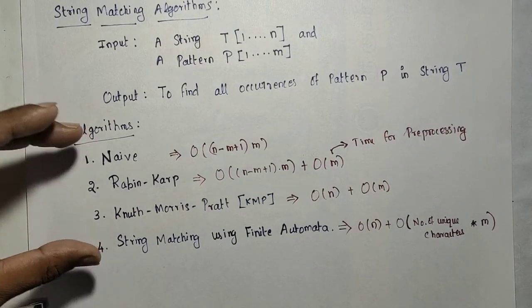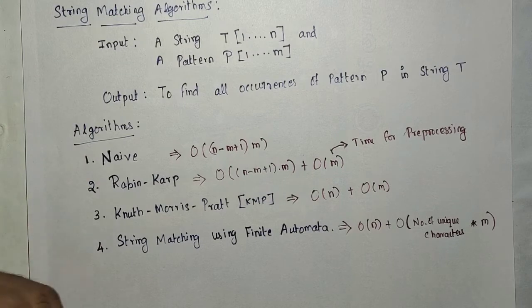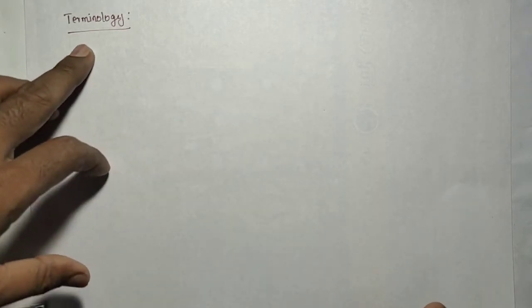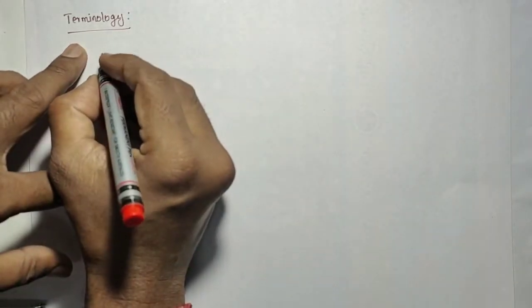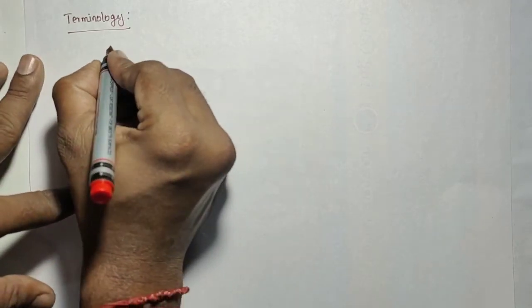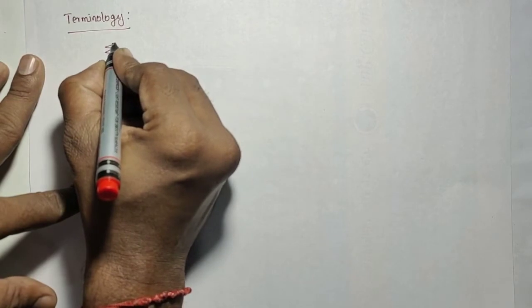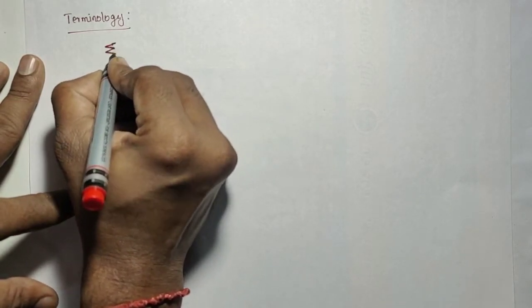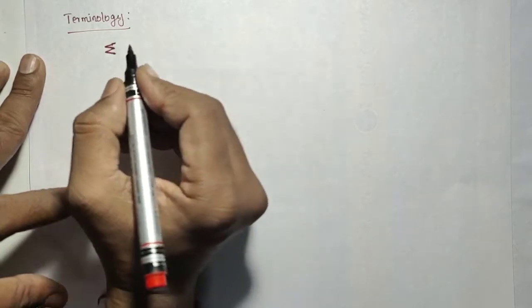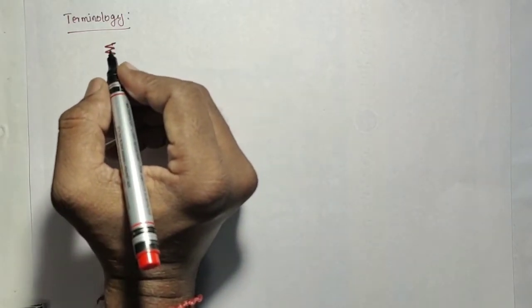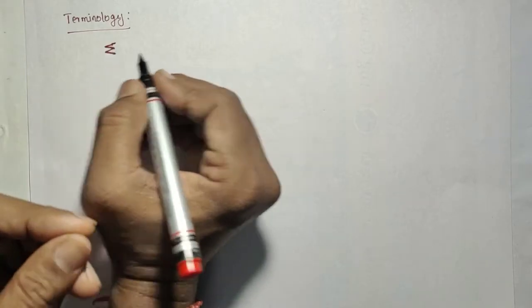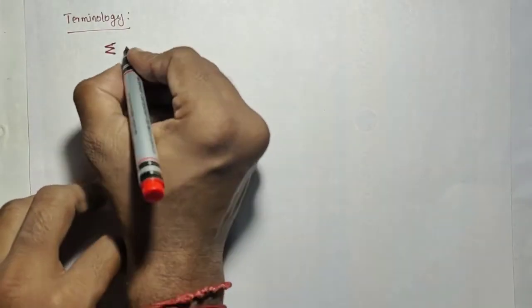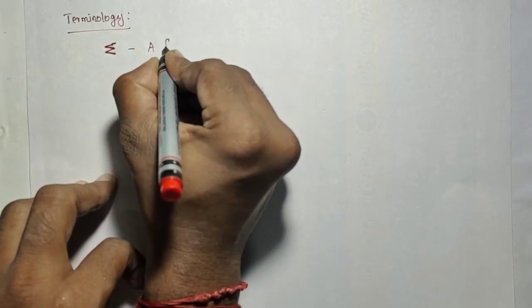Now we are going to discuss the algorithms one by one. Before we start discussing the algorithms, we need to know some of the terms used in string matching algorithms. The terminologies used in string matching algorithms. The first one is sigma. Sigma is nothing but the list of unique characters, or a set of unique characters, usually called a finite alphabet.